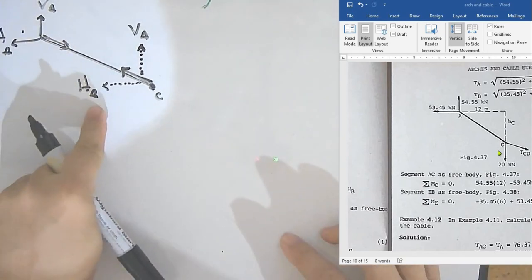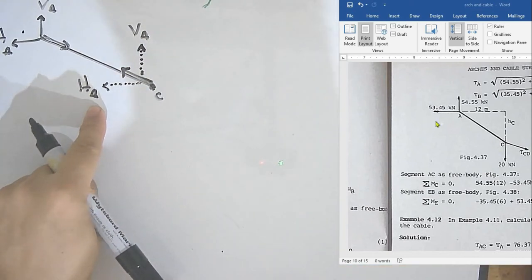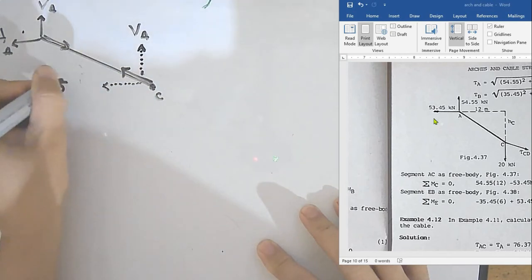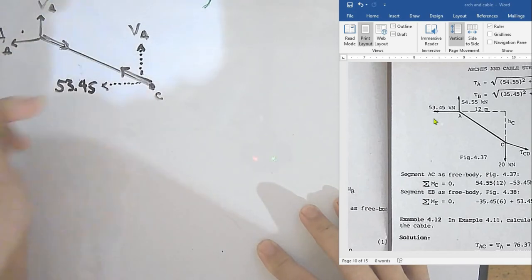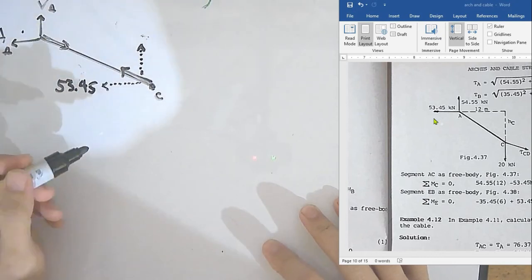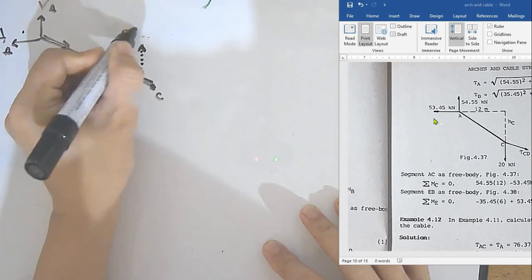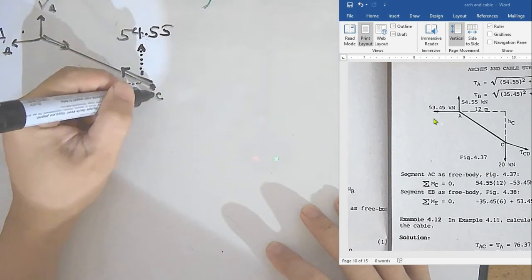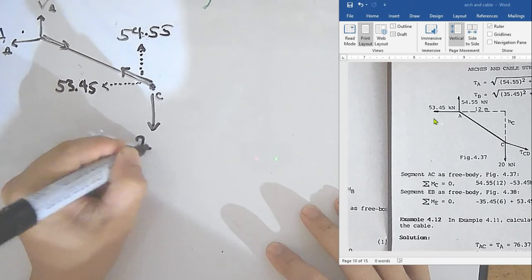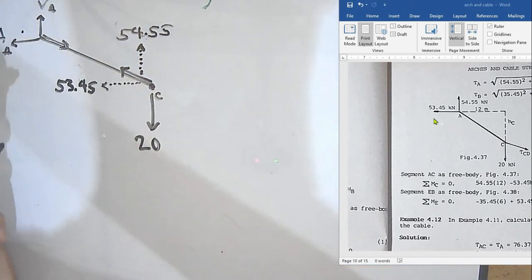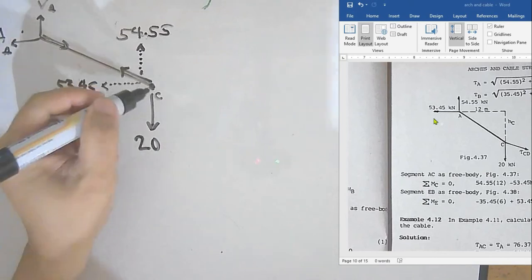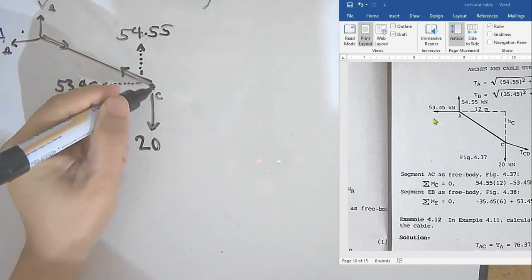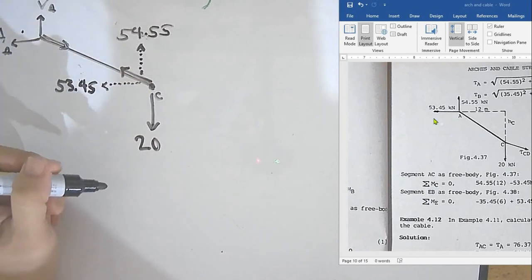Next, let us put in the values. Remember that H sub A is 53.45, okay? So that is 53.45, and then V sub A is 54.55. Then, we have a load here of 20 kilonewton. Now, you look at point C. There is a vertical of 54.55, then there is a downward 20.